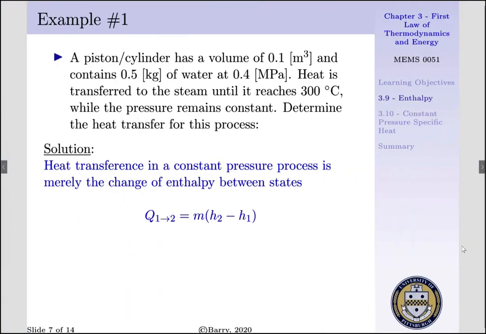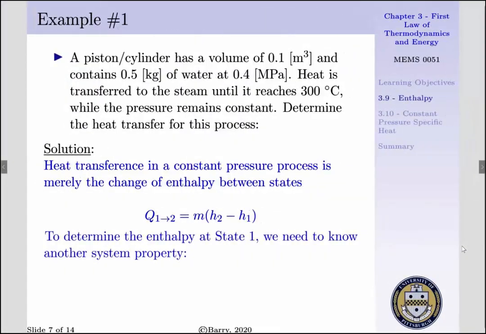For us to begin, we are going to recognize that our heat transference is merely the difference of our enthalpy between our final and initial state times our mass. That is, Q, going from state 1 to state 2, is equal to mass for a system times the difference of our specific enthalpy at state 2, less that at state 1. For us to determine our enthalpy at state 1, we need to know another system property in addition to pressure.